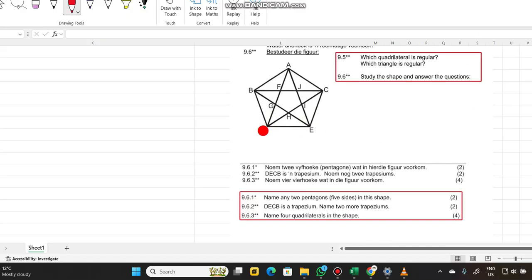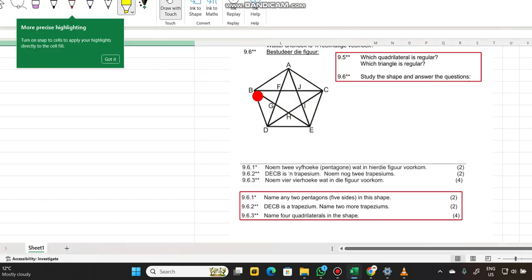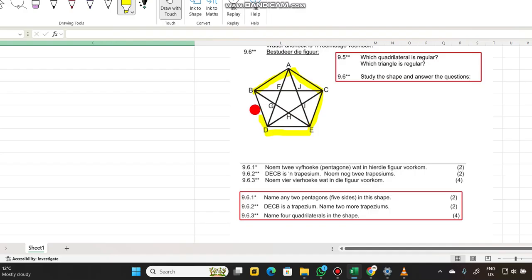Right, 9.6 says, look at this picture, this shape, and then answer the questions. Number 1 says, name any 2 pentagons in the shape. Enige pentagone. So you need to look at the shape inside the shape, right? And then you need to tell me the letters. Remember, we name the shape in capital letters. So I'm just going to give you one, right? So there is a pentagon, which is A, B, D, E, C. Okay? You look for the other one.